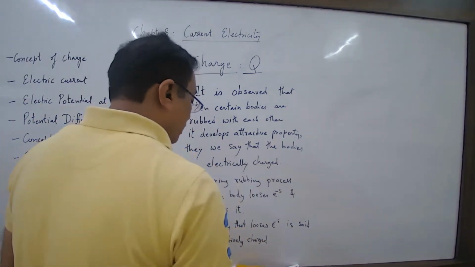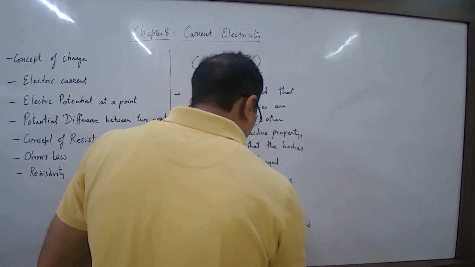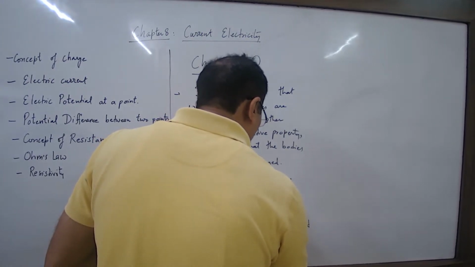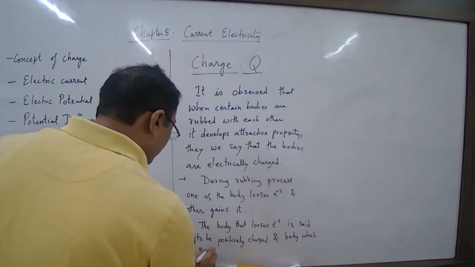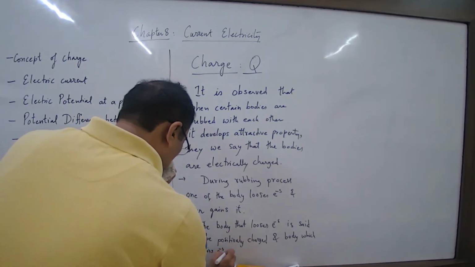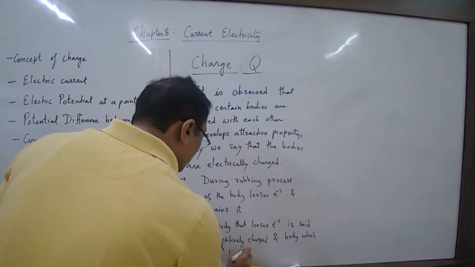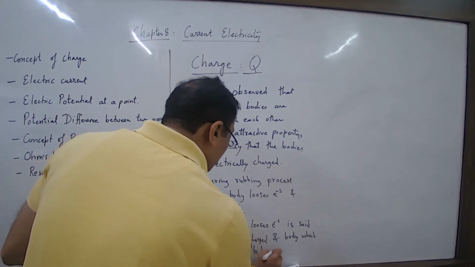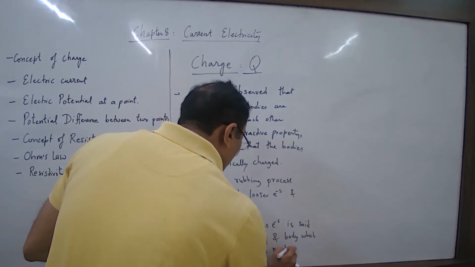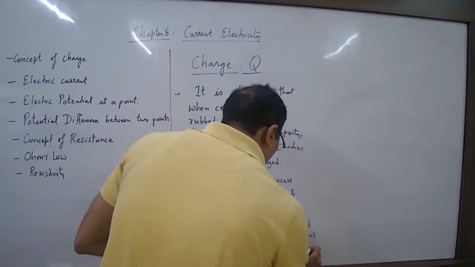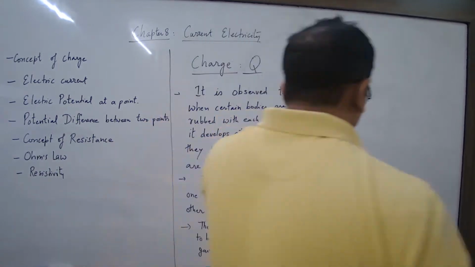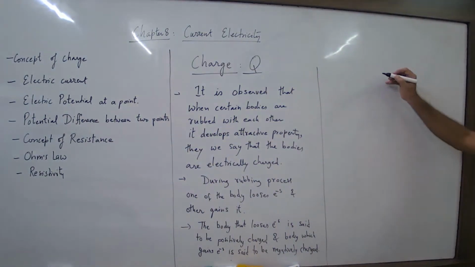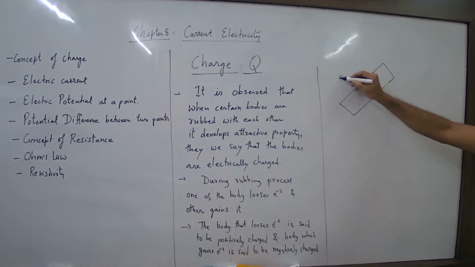Okay? And the body which gains electrons is said to be negatively charged. Okay? Why is it so? Now see the example. Like this is a scale, or this is a glass rod, for example, a glass rod.